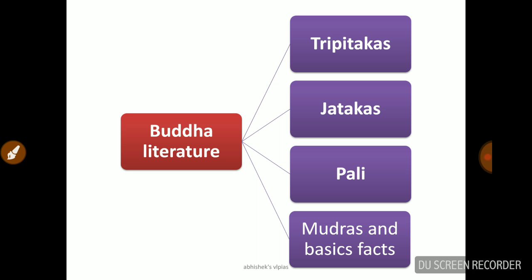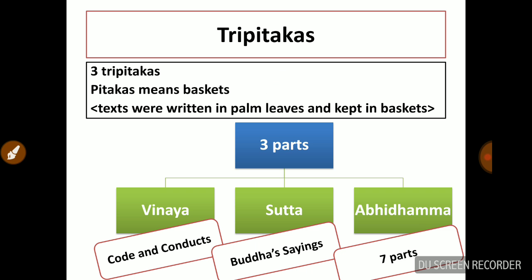For the prelim exams and for the main exams, Buddhist literature is very important. So we have to give it a little extra importance when we deal with Buddhist literature. Let us start with the Tripitaka. There are three Tripitakas. Pitaka means baskets.